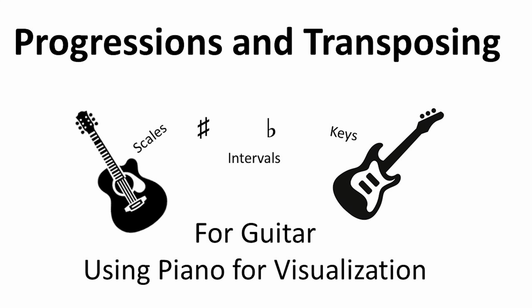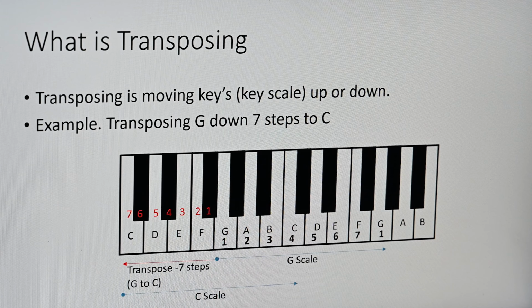Let's talk about progressions and transposing on the guitar. Really, any instrument. So what is transposing? Transposing is just moving a key scale up or down. For example, if we're transposing G here, and we transpose it down 7 steps, that would be down to C. 1, 2, 3, 4, 5, 6, 7 steps on the chromatic scale down to C. So we transpose minus 7 steps to go from the key of G down to the key of C.